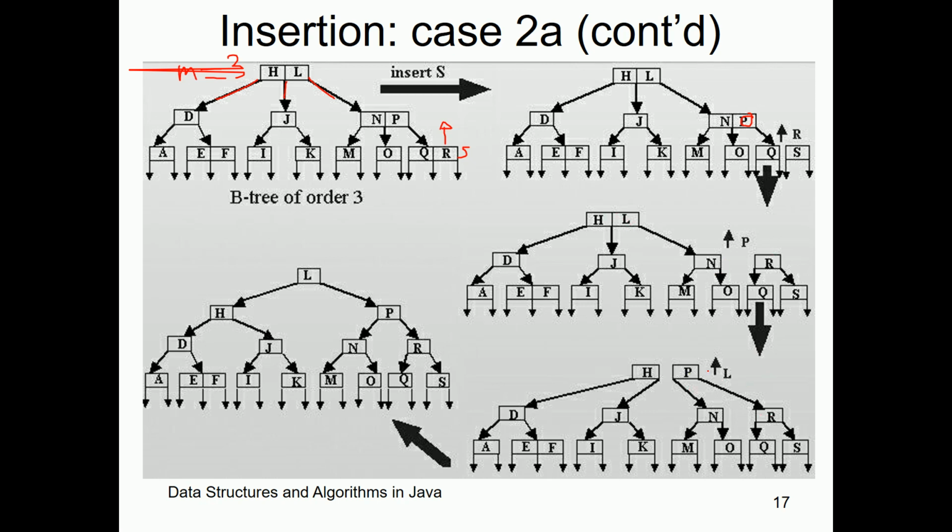So what is going to happen is that now the height of my tree is going to go up, because this L is going to be now the parent of these two, and the L goes to be the root. So as you can see, we always add from the leaves, and we work our way up.